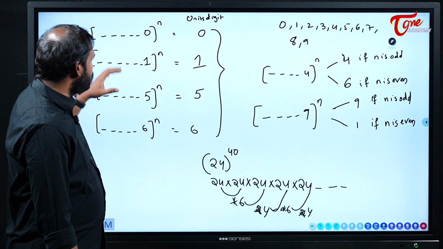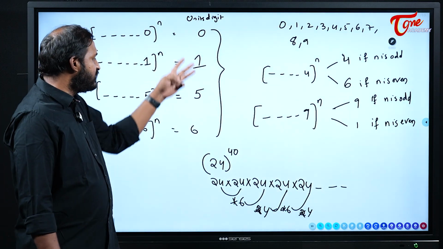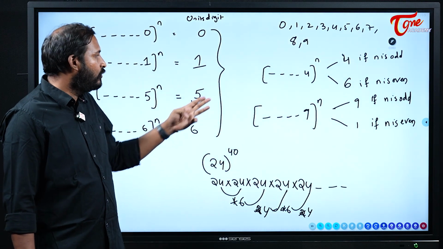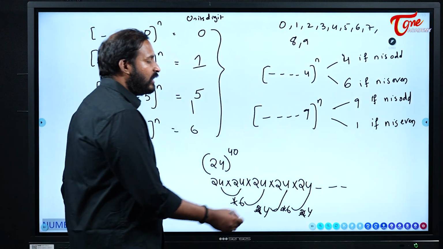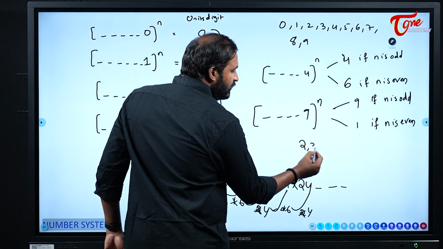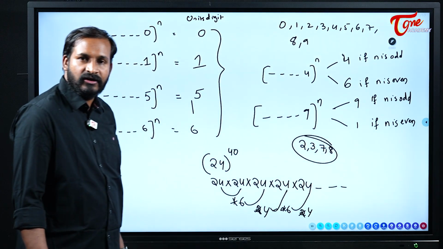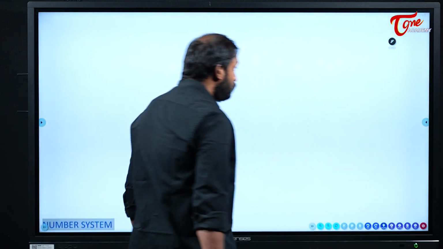Now observe here, students. Out of 10 digits, 4 digits have only those digits as units place, and 2 digits have 2 chances. We are left with the other digits: 2, 3, 7 and 8. These are the remaining 4 digits. How will we get the units digit for those powers?